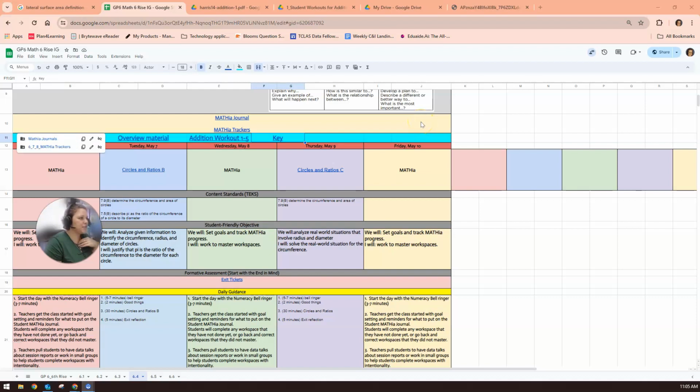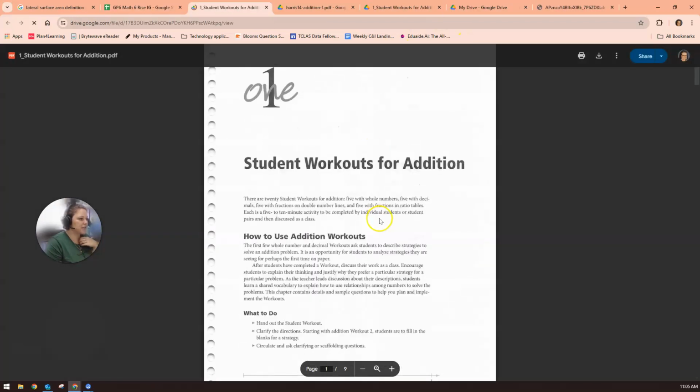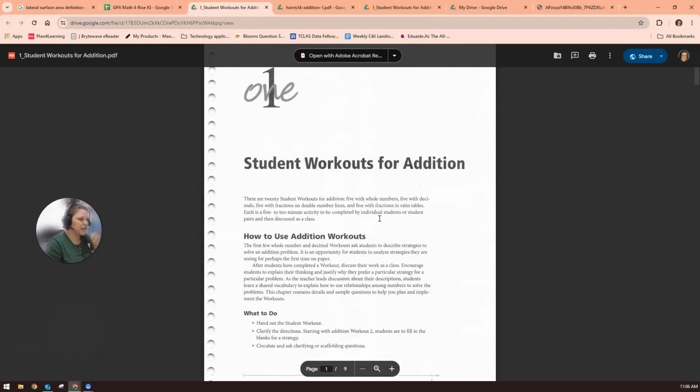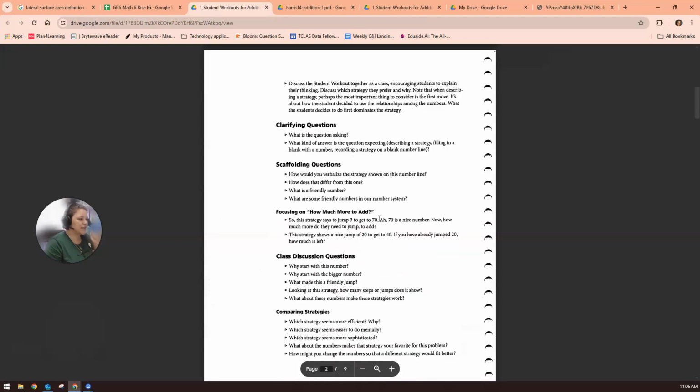Hello, I wanted to send a brief video talking about our daily bell ringer in week 6.4. We're going to see something kind of different. I picked up this book that I really love. It's by Pam Harris, and these are some student workouts for addition.